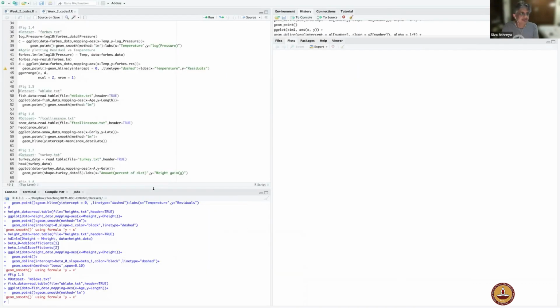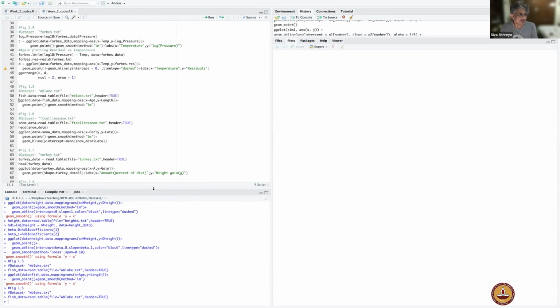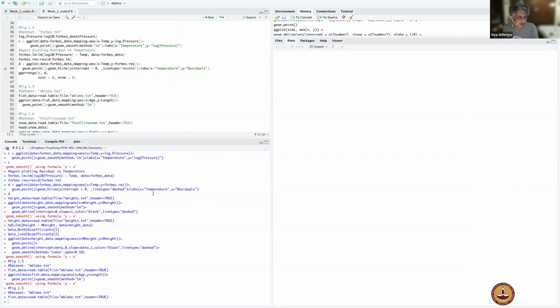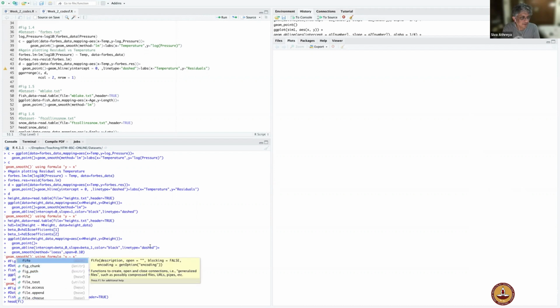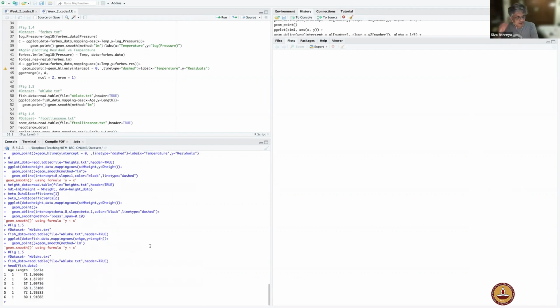Let's try and read it. That's a fish data set that you have. Let me just try and do it for you, and you can just stare at the data for a little bit. You come down here and say head of fish data. So you get this. It's the age of the fish, length, and scale.